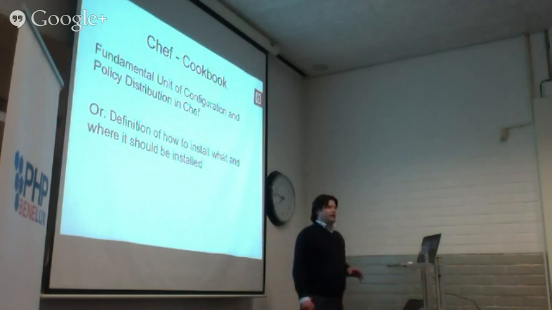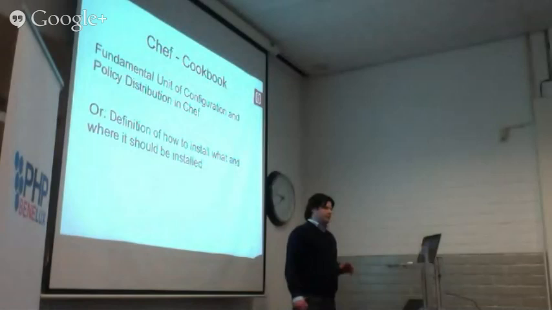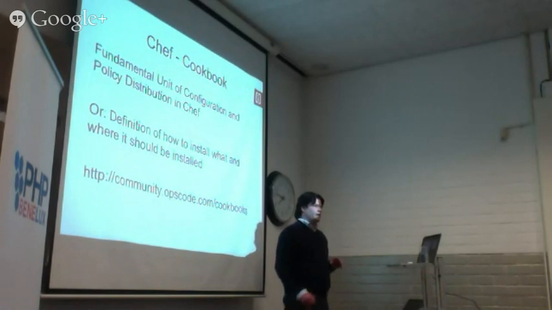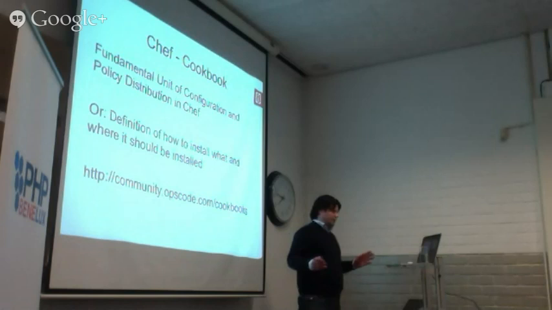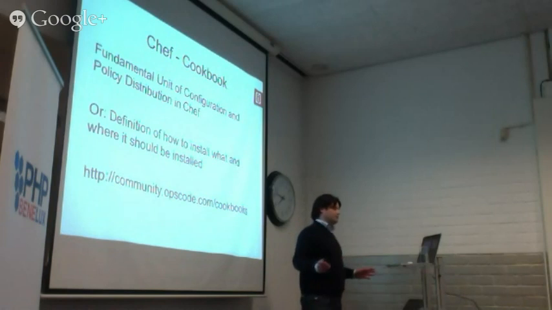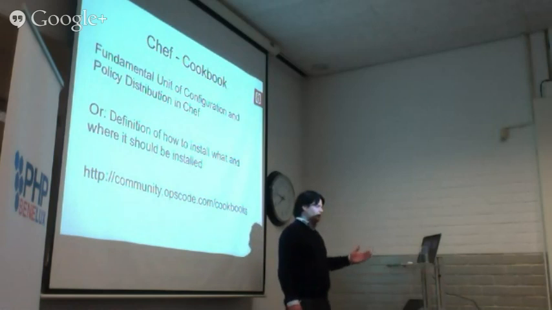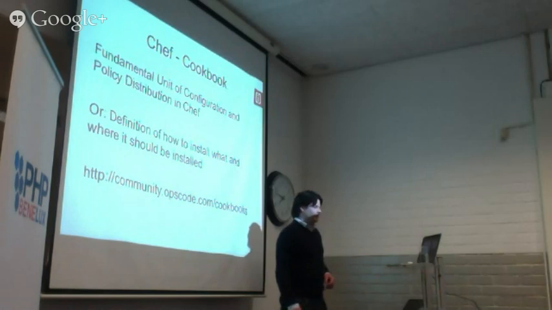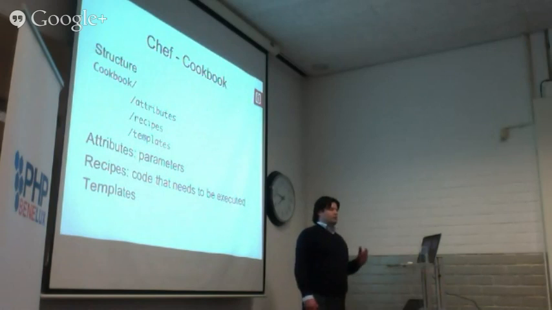Again, there's a great community behind it, and there are a lot of sample cookbooks available. The main source will be community.opscode.com/cookbooks. There's a wealth of cookbooks. Last time I checked, there were almost 1,850 different cookbooks, and it installs all sorts of software for you. I mean, you can install Apache, Nginx, PHP, MySQL, Postgres, but also Node or whatnot. Whatever you need is there. It's available.